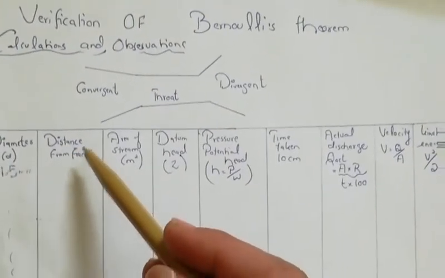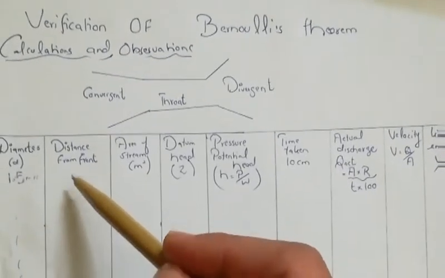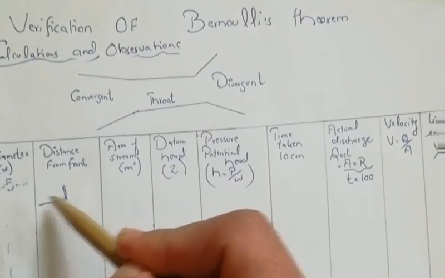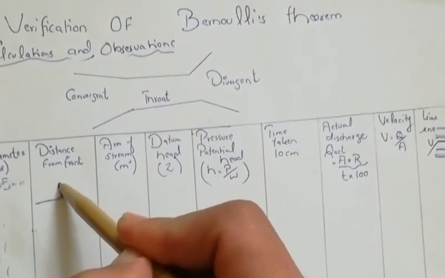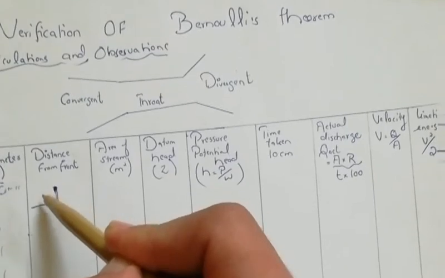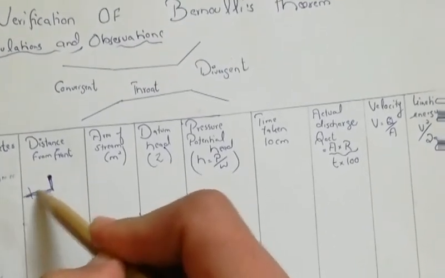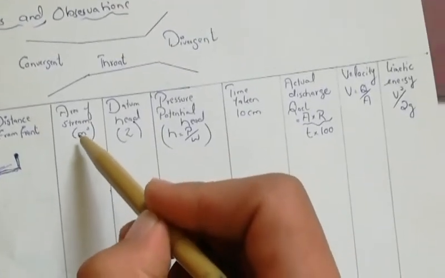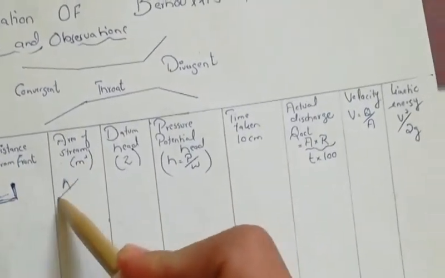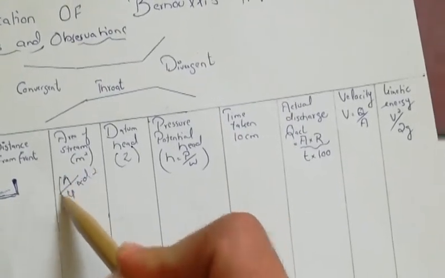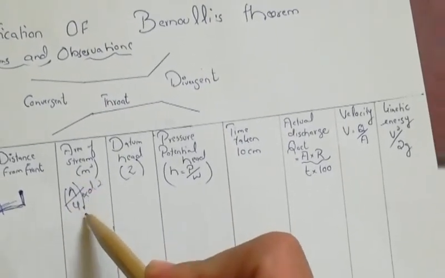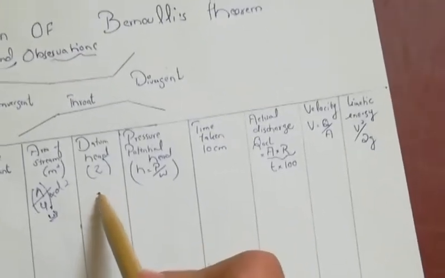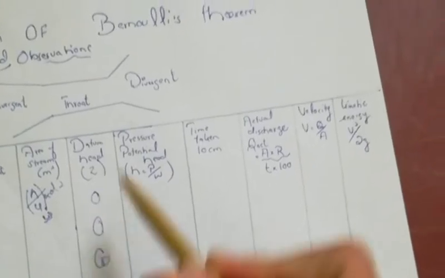Second is the distance from the front. It's just the horizontal distance, from the input to the first piezometer. Okay, and there is the area of the stream. The area of the stream can be found by pi by 4 d squared, because it is already a circular piezometric tube. Another is the datum. Here the datum is 0. And why do you need a datum?